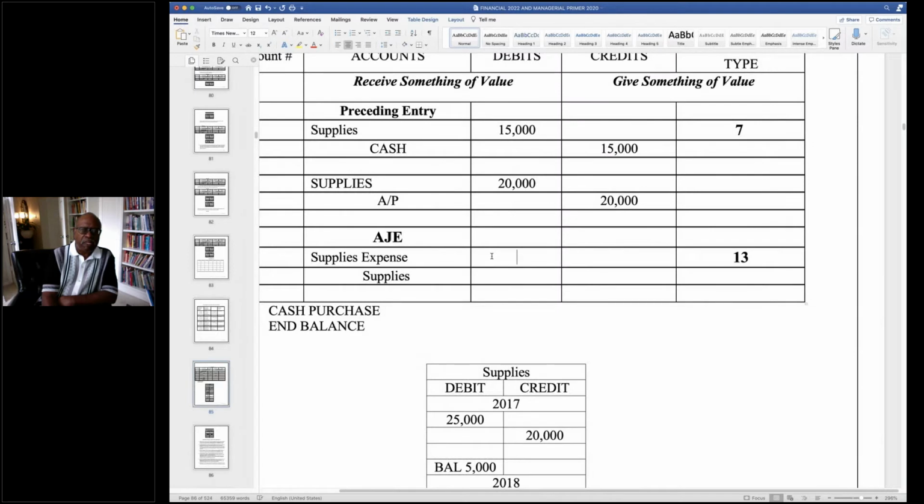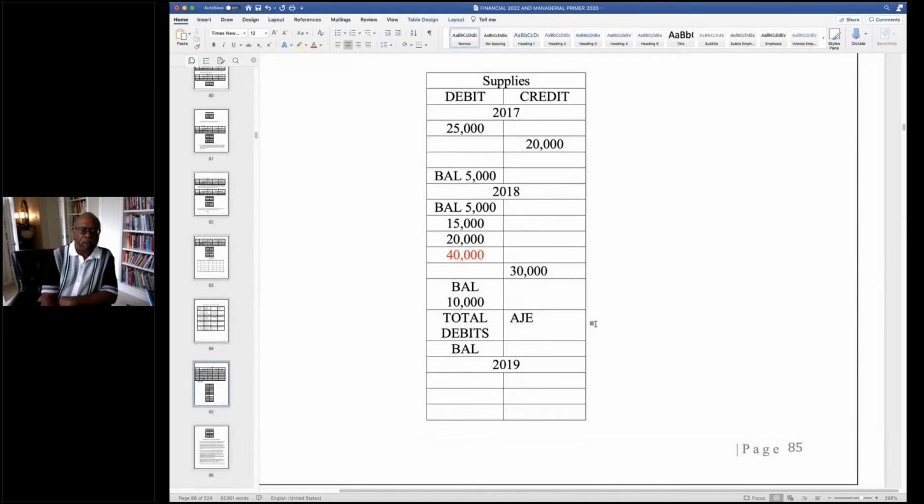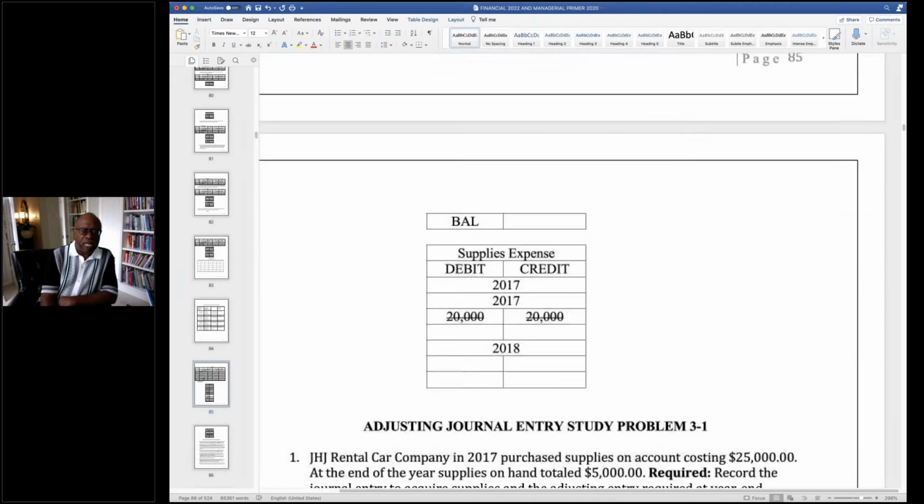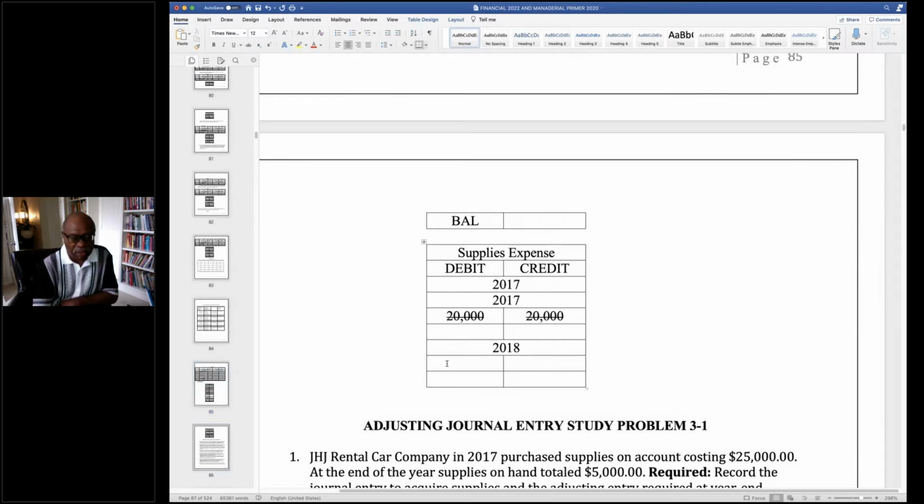So we're going to come up here in this year, 30,000. And now we got to post this entry. And so we have it 2018. Now we go to supplies expense for 2018, and we put in $30,000.